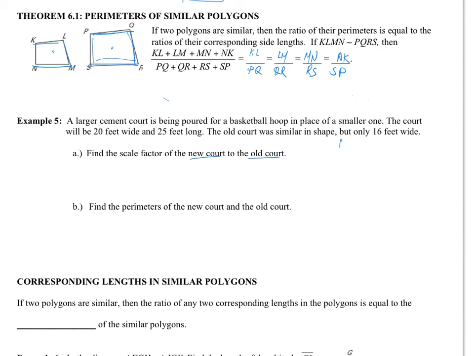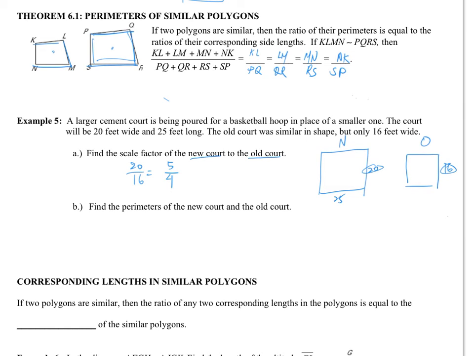So the new court here, and then the old. The new one is 20 feet wide and 25 feet long, and the old court is only 16 feet wide, and we want to find the scale factor from the new to the old. So we could just take 20 to 16 and simplify to get 5 to 4.